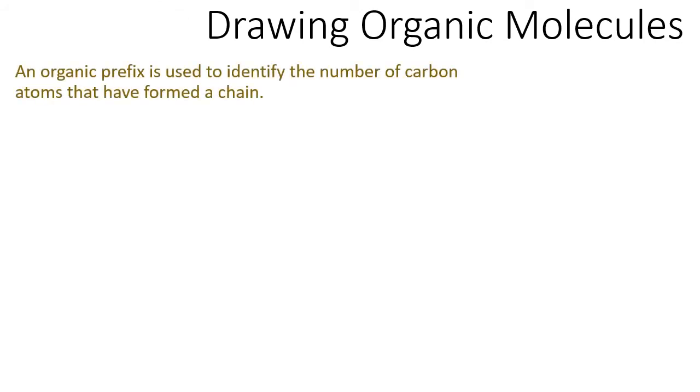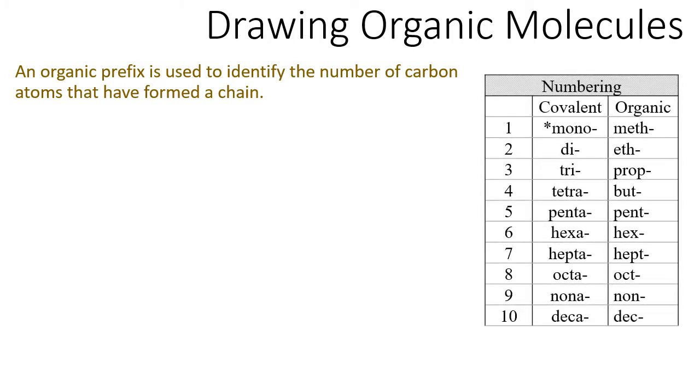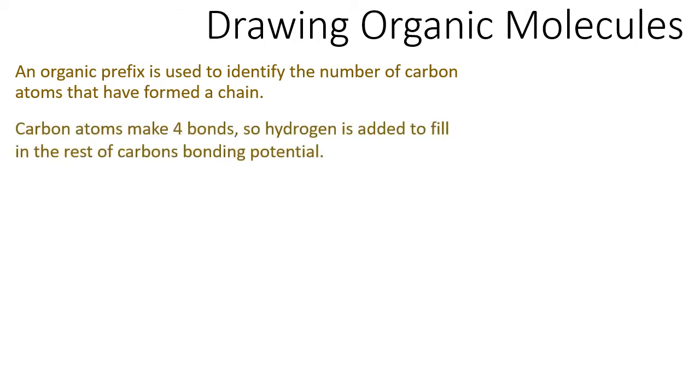Drawing organic molecules. An organic prefix is used to identify the number of carbon atoms that have formed a chain. We are going to be using the organic numbering that is found on your formula sheet. Meth is 1, eth is 2, prop means 3, but means 4, pent means 5, and so on.